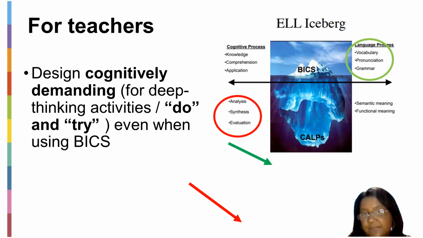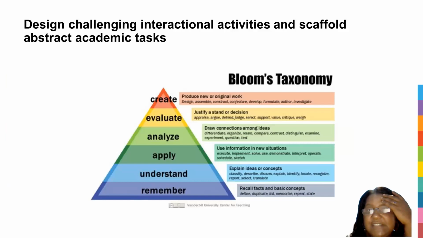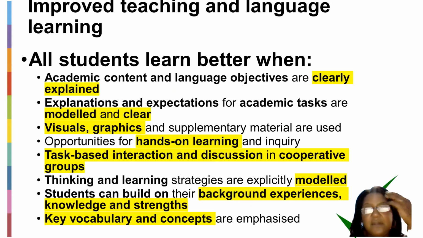So design challenging interactional activities and scaffold abstract academic tasks. For example, don't just focus on remembering and understanding. Really start focusing on applying, analyzing, evaluating and creating, as in Bloom's taxonomy, where the students have to think deeper rather than just remembering and understanding. Okay, so improve teaching and learning and language learning.